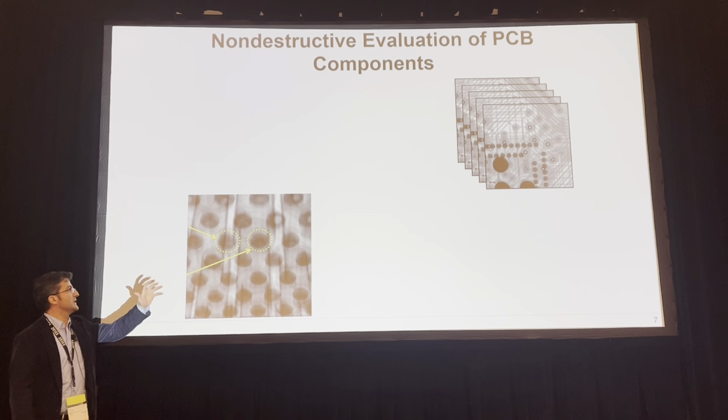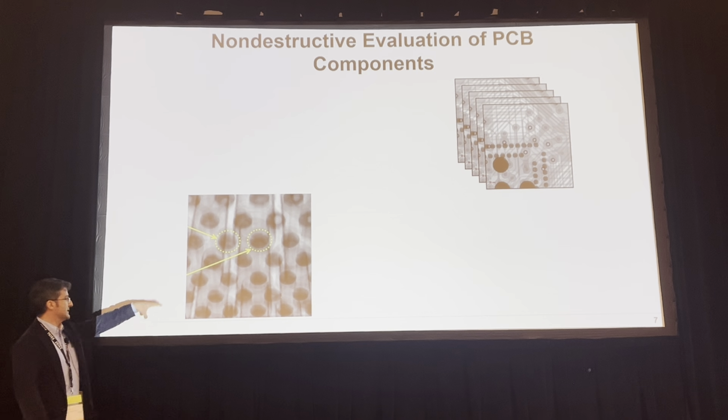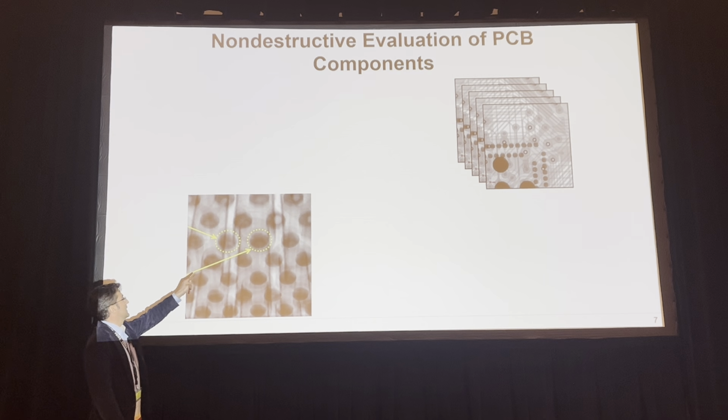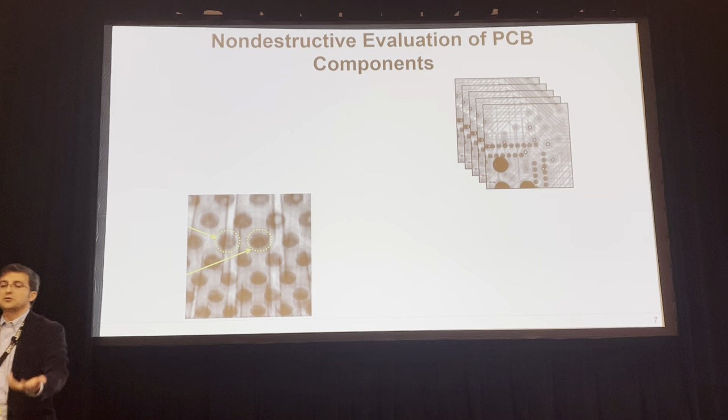And I'm showing here some examples. You see, this is a 2D radiograph. And if you look at this, you can see some kind of low density features, which you could think are void or porosity, but you're not quite sure.